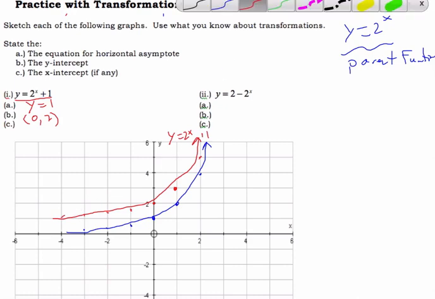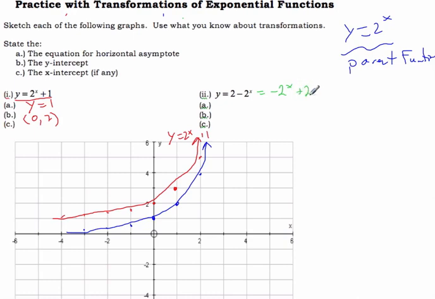Okay, so we're going to do the last one here now. y equals 2 minus 2 to the power of x, and actually you can write this as negative 2 to the power of x plus 2. So let's handle the negative part first. The negative part makes all the values of y equals 2 to the power of x the opposite, or the negative value of y. So like here we have y equals 1 on y equals 2 to the power of x, and on y equals negative 2 to the power of x it would be down here at negative 1.